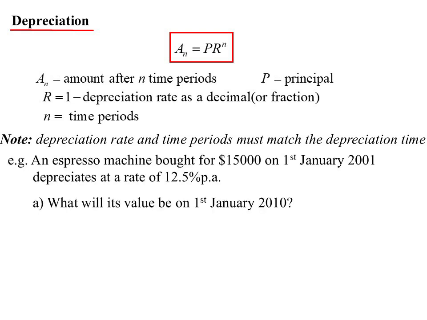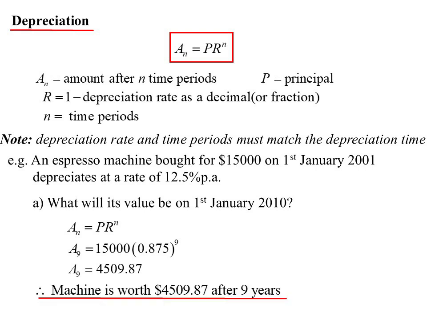An espresso machine, it's absolutely amazing how much they cost, isn't it? Some people really love their coffee. $15,000, and that was in 2001, this example I got it from. So depreciates at 12.5% per annum. What was its value on the 1st of January 2010? Now there's our formula, substituting in, but now we're taking off the depreciation rate, and we get that, wow, it's now only worth $4,500.